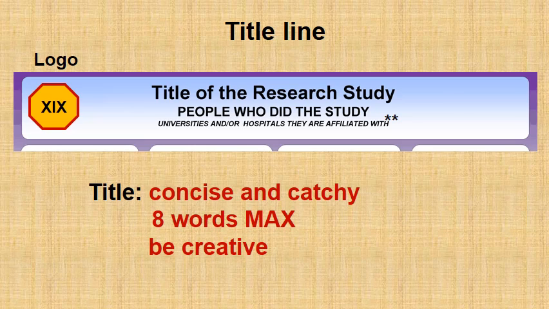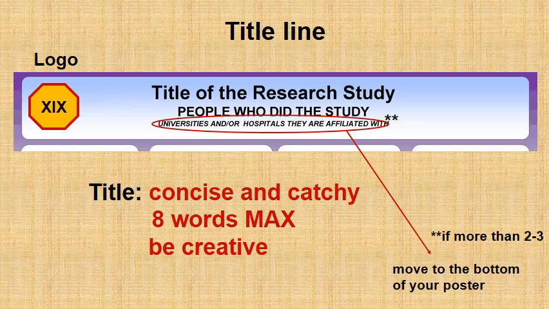And please be creative. Below the title, of course, you will put the names of the people that work on the study and their affiliations. If there are many people and a lot of affiliations, you can move the affiliations to the bottom of your poster. The names are important. On the left part of the title line, you usually put a logo of the organization you work for. You can also put your email in the title line. With that, people can easily find it and write it down in case they want to contact you further.